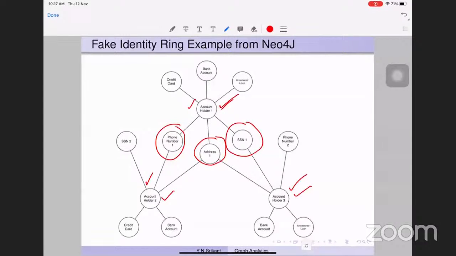But once a graph of this kind is created, it's easy to see that account holder 1, 2, and 3 share a lot of these pieces of information. These are the rings that we are talking about. So once a graph is created, fake identity rings are very easily detected.